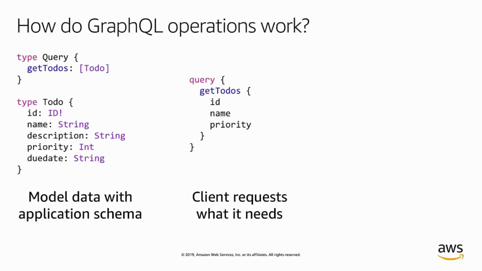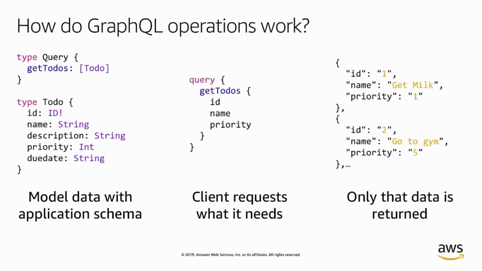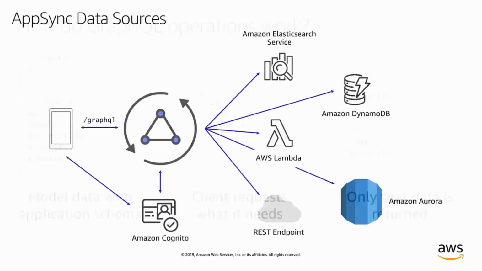And then we only get that data returned to us. So even though we have other properties in our application like due date and description, we're not getting that data back because we did not ask for it. So what type of AppSync data sources are available, and how does the flow work as far as authorization is concerned to make sure that these requests are authorized?